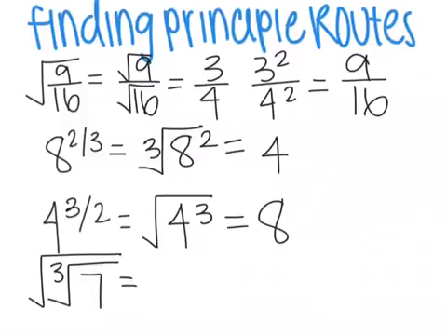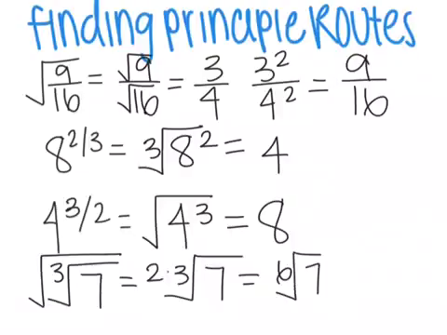And if we have the square root of the cube root of 7, we can just multiply those two roots together to get the sixth root of 7, which is the same thing as 7 to the 1/6.